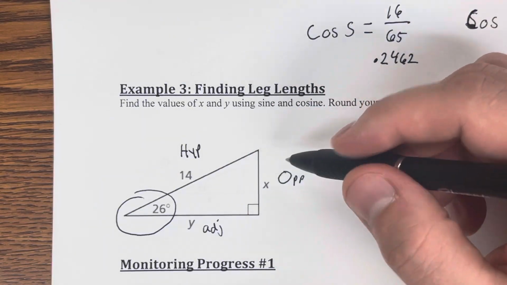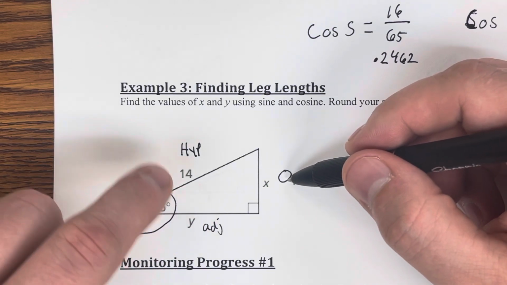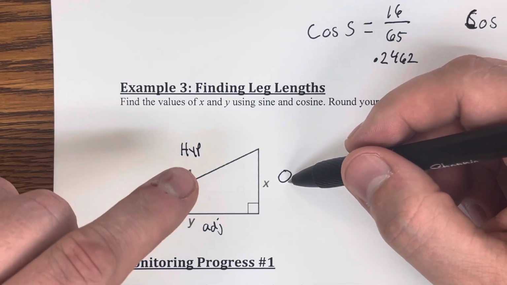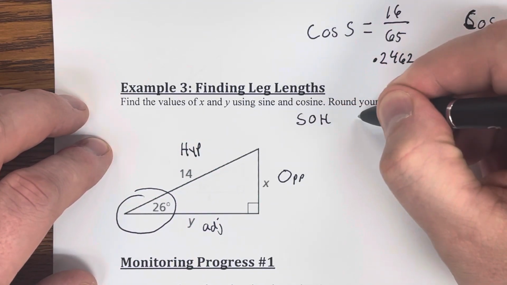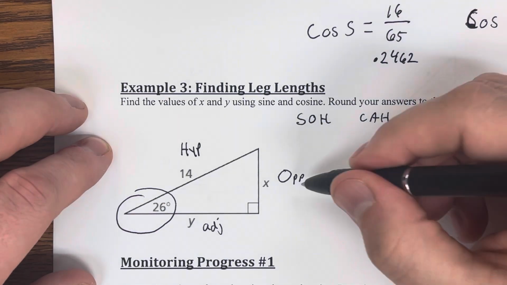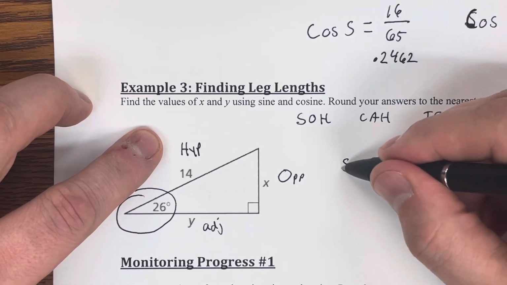When I need to find X, X is opposite, and I have to use the other piece I know, which is the hypotenuse, 14. So I have to figure out which ratio is opposite and hypotenuse. I'm going to write that down. SOH CAH TOA. Opposite and hypotenuse, O and H, is sine. So I'd use the sine ratio.